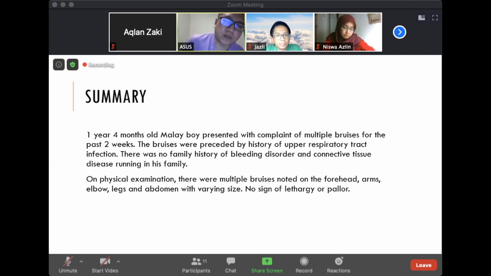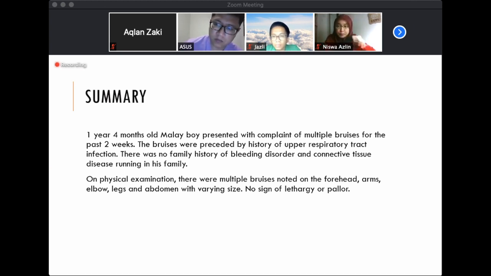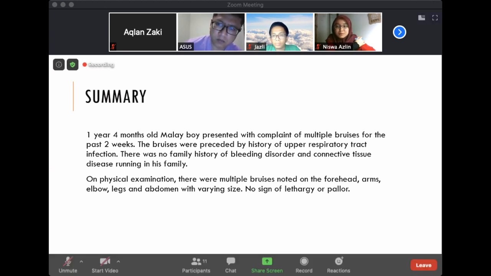So, based on this history, the differential will be? My first differential, I would like to rule out non-accidental injury because of the location of the bruises. After that, my next differential is idiopathic thrombocytopenic purpura because of the acute onset and it was preceded by a viral infection. And usually ITP occurs between 1 to 4 years old.